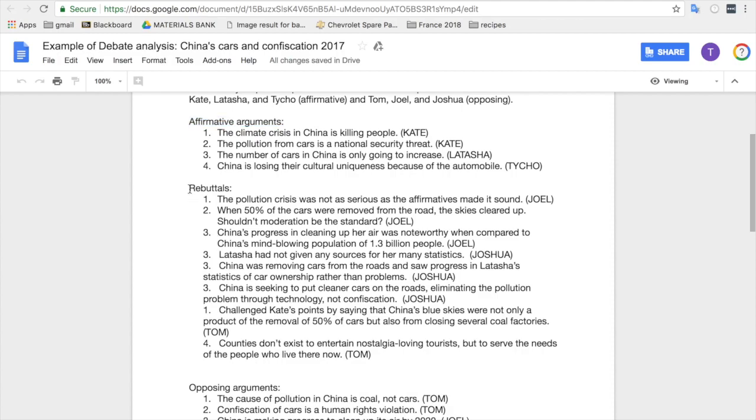And then next, after that, you write the rebuttals. So again, you can write a number next to each rebuttal saying which argument was rebutted. So for example, this first one, number 1, is rebutting affirmative argument number 1. And again, just write the name of the person. There may be, like here, more than 1 rebuttal to any of the arguments. Or there may be no rebuttals to one of the arguments there.